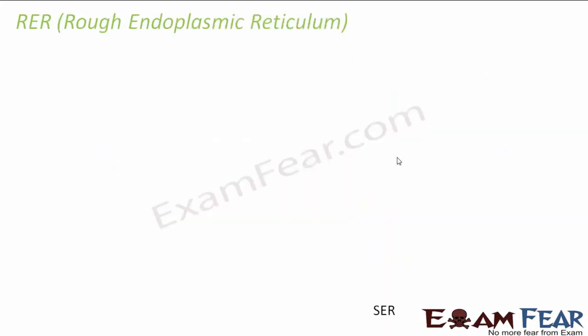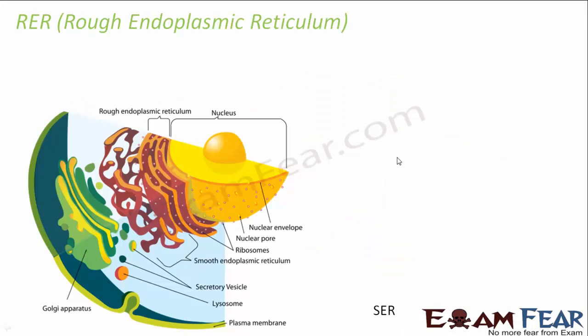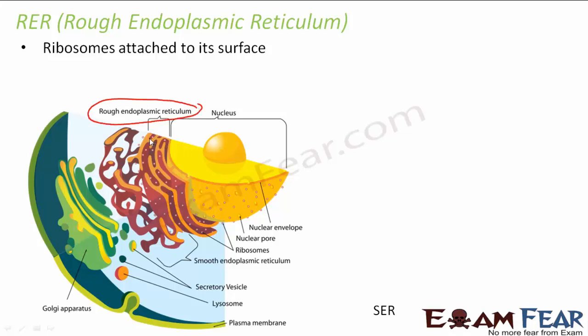Now let us talk about rough endoplasmic reticulum. Here again there is another picture of endoplasmic reticulum. Let us look here, what is a rough endoplasmic reticulum? As I said in the very first slide, the rough endoplasmic reticulum, as the name says, is rough, so its surface is not smooth. Over the surface, here you can see this region is rough endoplasmic reticulum. You can see dotted structure, right? White dots are there. These white dots are nothing but ribosomes.